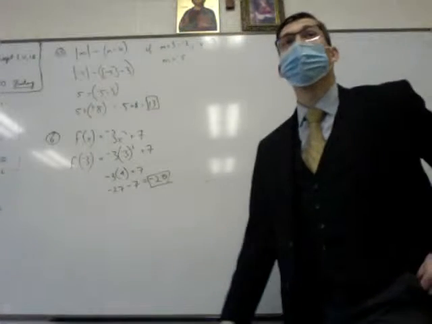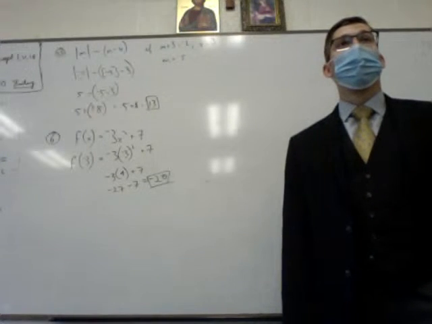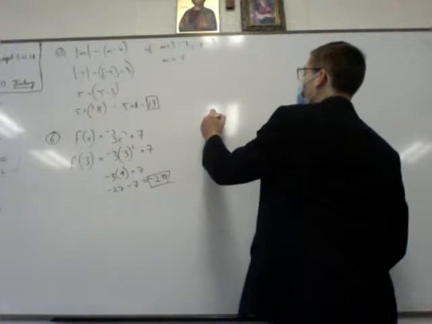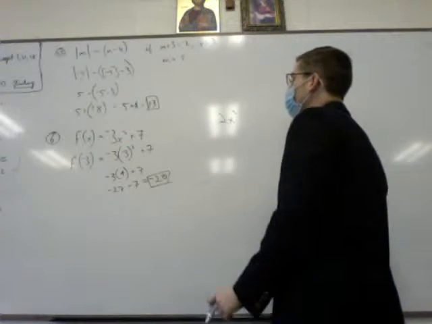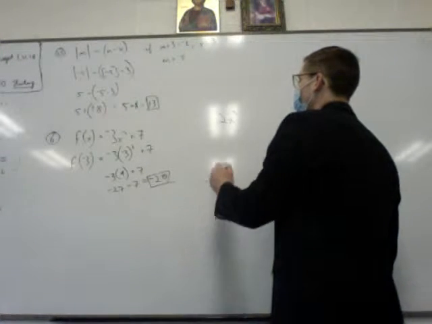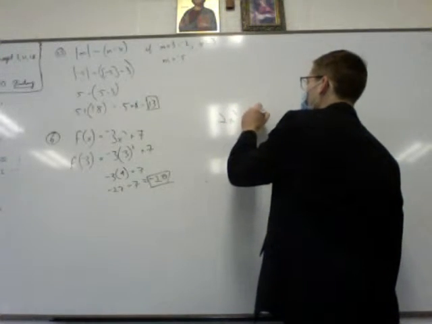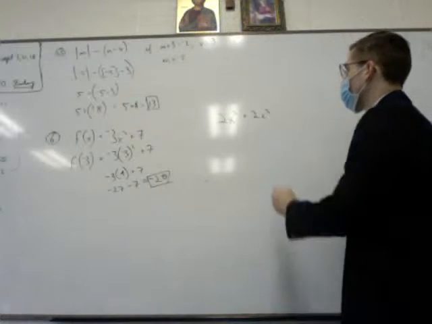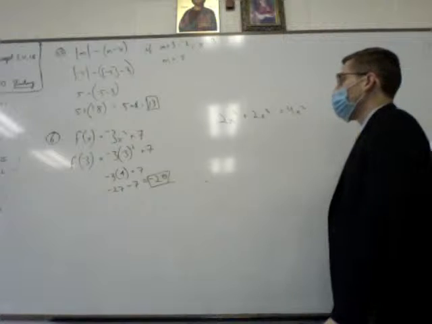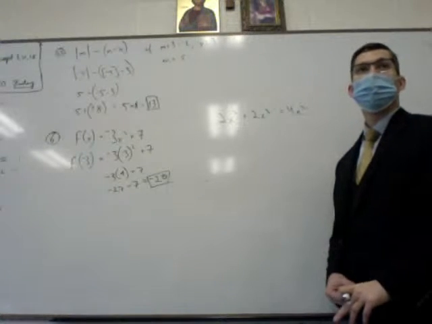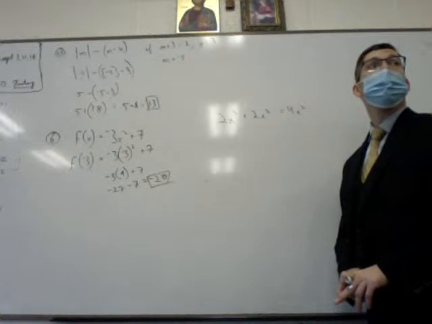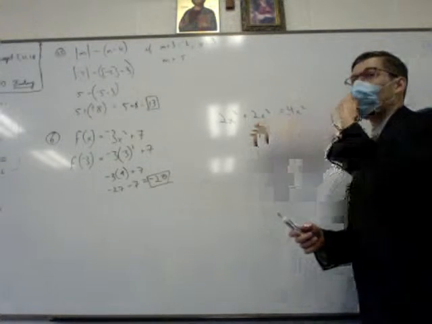Wait, I have a question. If I had 2x squared and another 2x squared, what's connecting them? Nothing, plus. Can I just make them 4x squared? Yep, because these are like terms. They've got the same variable with the same exponent. Would it be 4x? No, because they're being added.